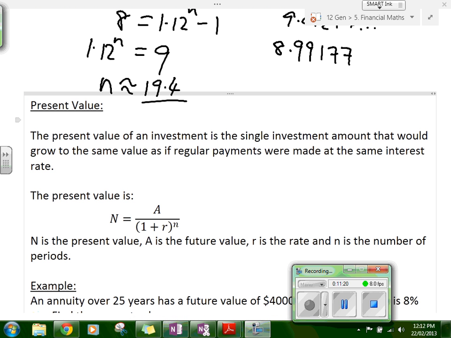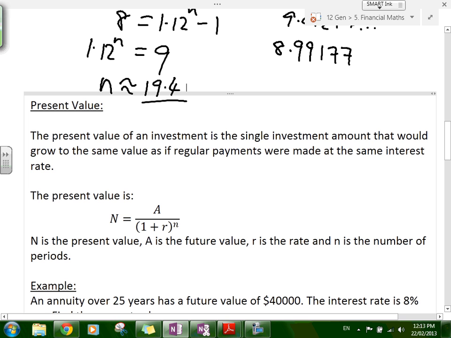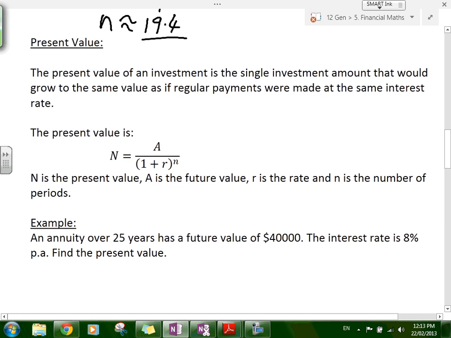Now this is where we get into present value. Okay? The present value of an annuity. The idea of what's the lump sum that it's worth now to get to that value in the future. So the present value of an investment is the single investment amount that would grow to the same value as if regular payments were made at the same interest rate. So the equivalent of doing the annuity where if you invest this lump sum, how much is it going to be worth? And so the present value formula is N equals A, which is the future value, over 1 plus r to the power of n.